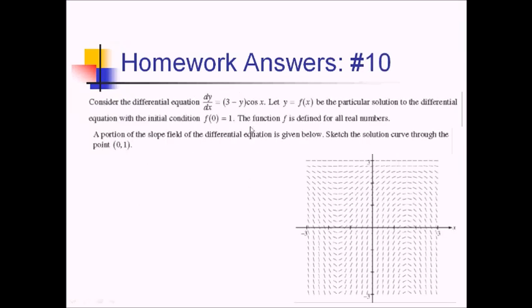On this problem, we've got this differential equation, and we've got this slope field. A portion of the slope field is given below. We want to sketch the solution curve through the point 0, 1. So it turns out we actually don't even really need this differential equation to do this. I'm just going to put a point at 0, 1, and now I'm just going to draw a curve that goes through that. So I just have to follow the tangent lines going to either end of the graph.